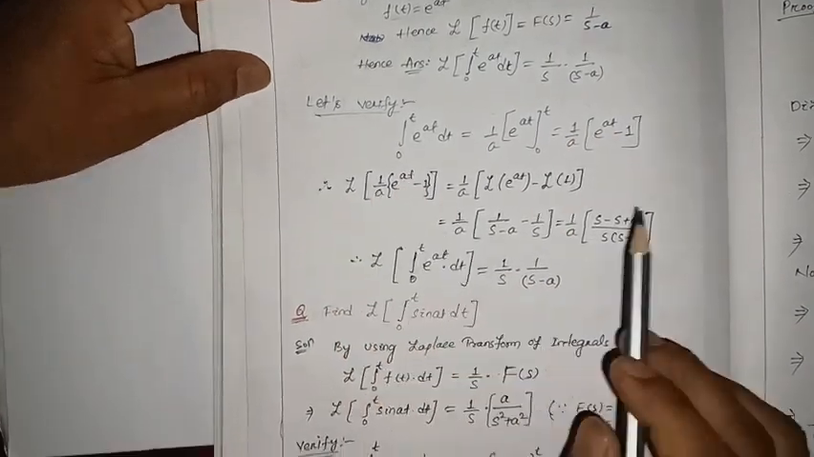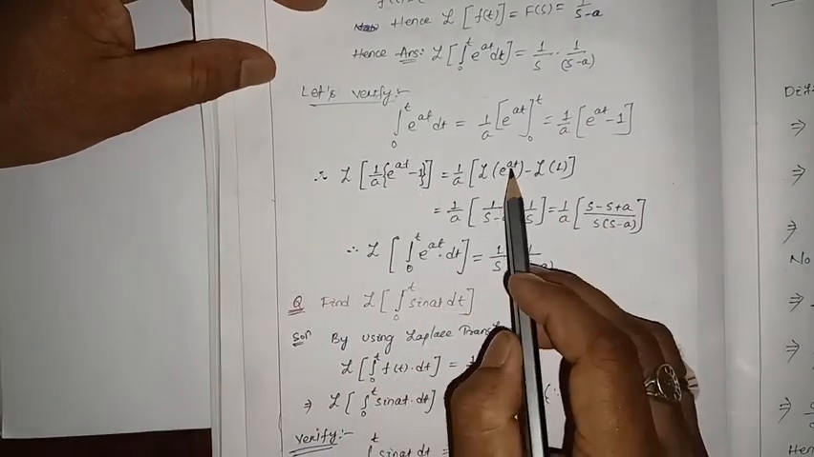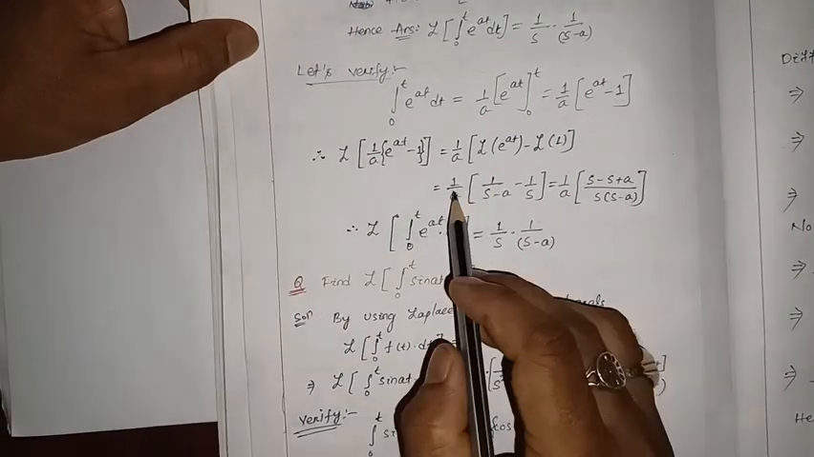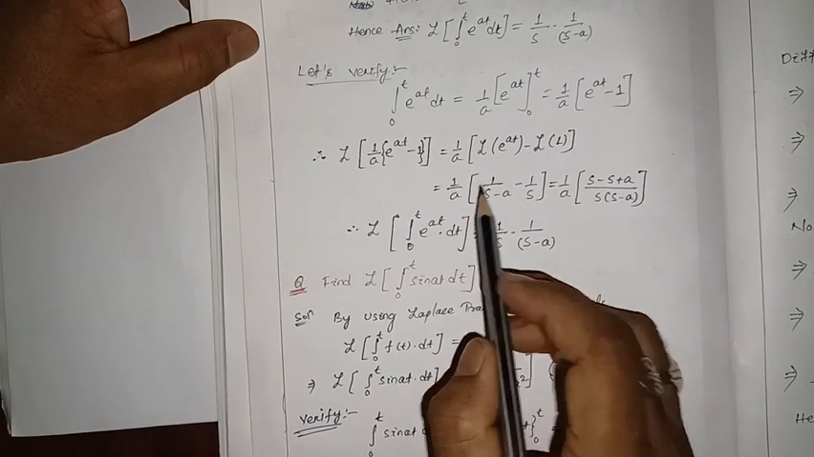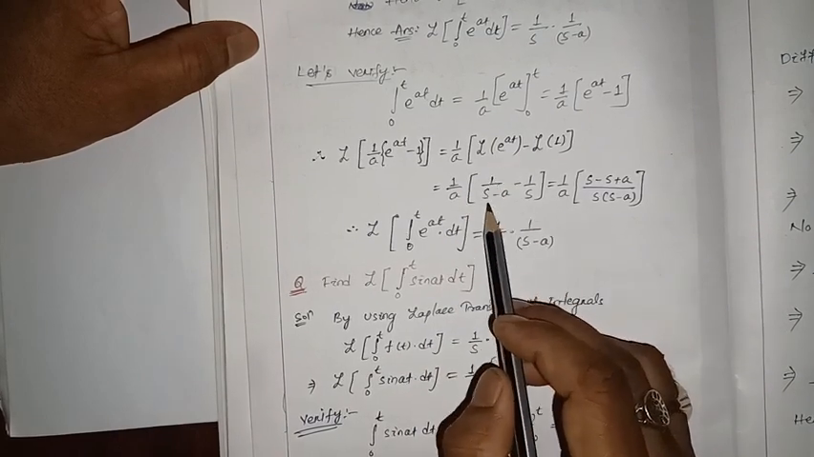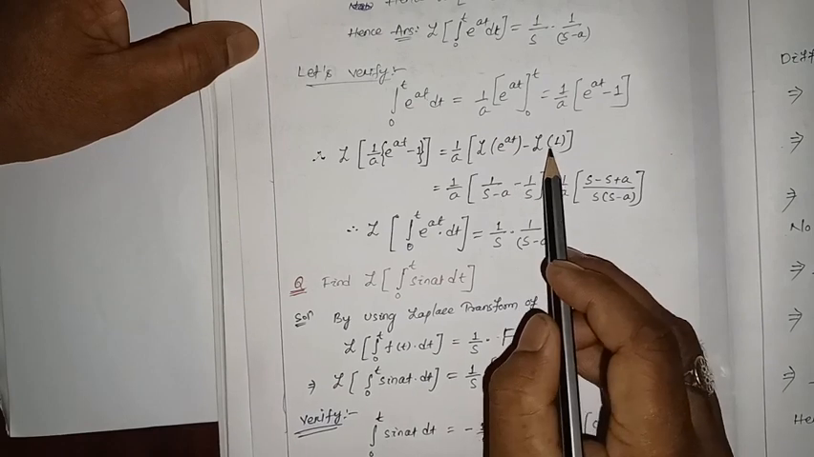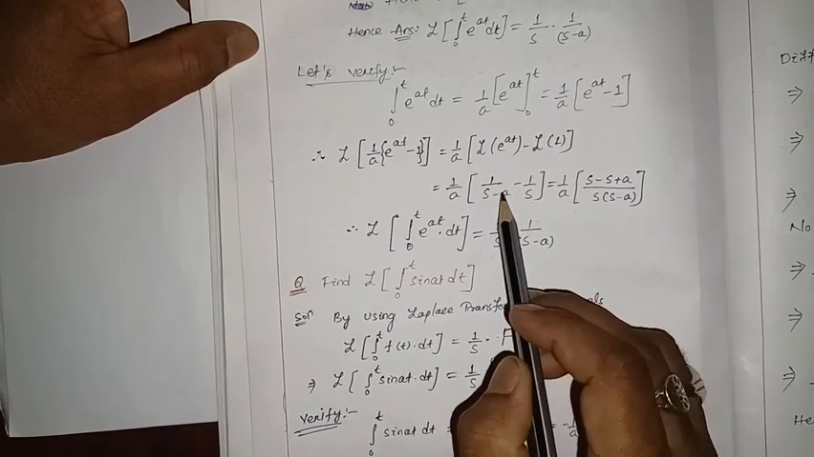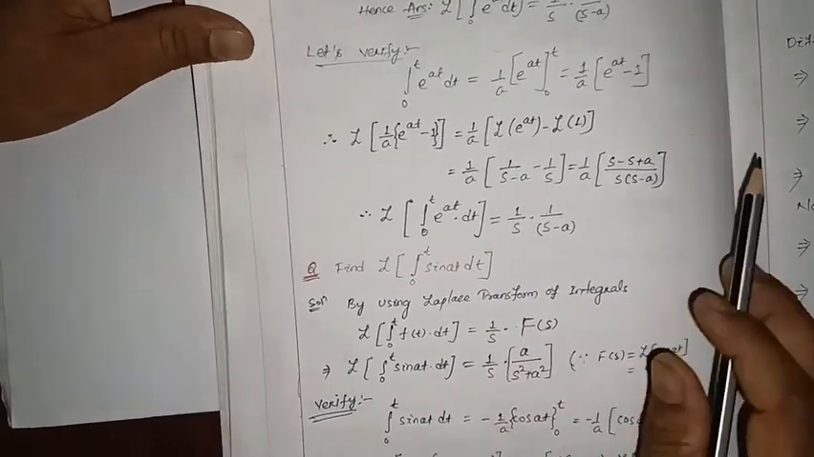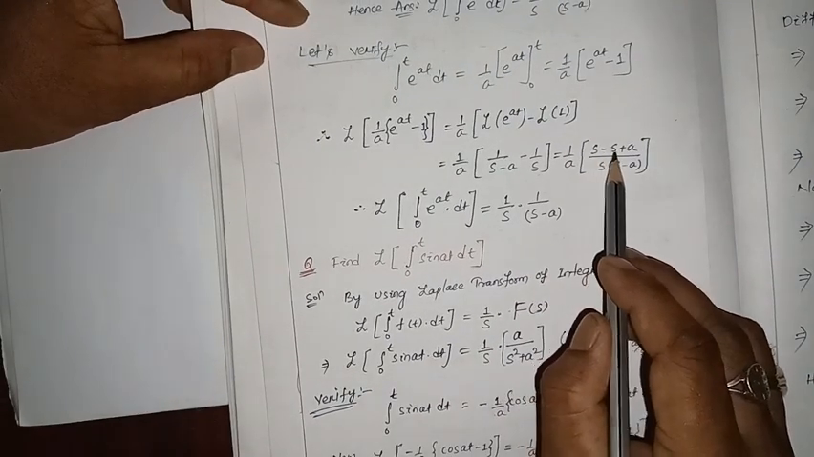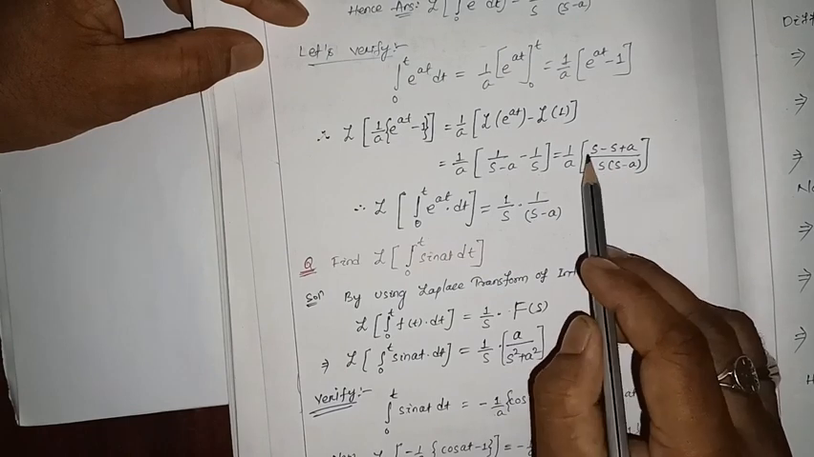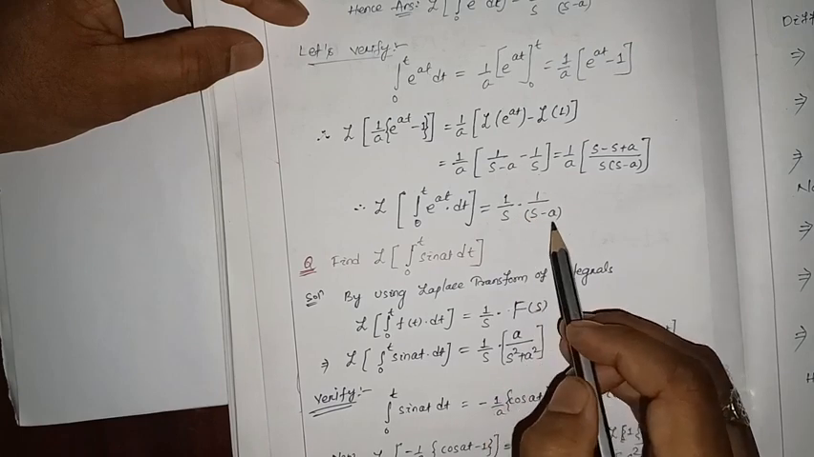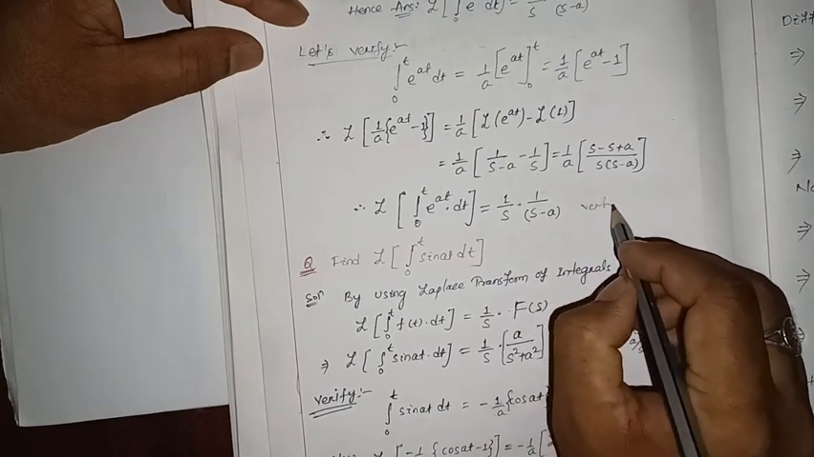Now I am going to take the Laplace transform of this one. The Laplace transform of this will be 1 by a times the Laplace transform of e to the power at minus the Laplace transform of 1, right? So 1 by a is here. The Laplace transform of e to the power at is 1 by s minus a, minus the Laplace transform of 1, which is 1 by s. If I solve it, we get s minus s plus a by s into s minus a. The a got cancelled, and we found 1 by s into 1 by s minus a, hence verified.